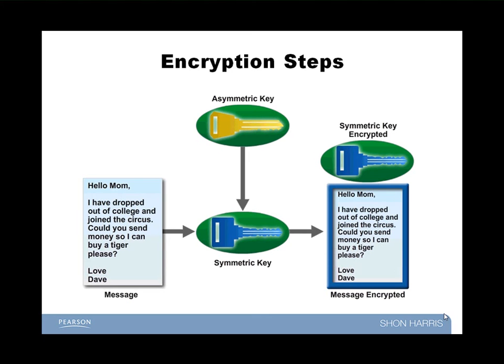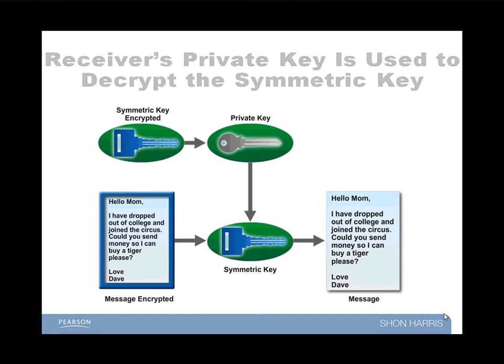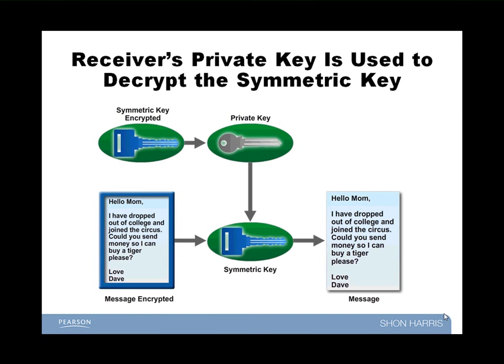So what does the receiver receive? The symmetric key is encrypted with their public key, and that message is encrypted with the symmetric key. The symmetric key will be decrypted by the receiver's private key, and then the message will be decrypted with that symmetric key that was just extracted.